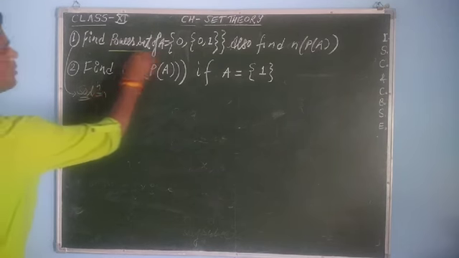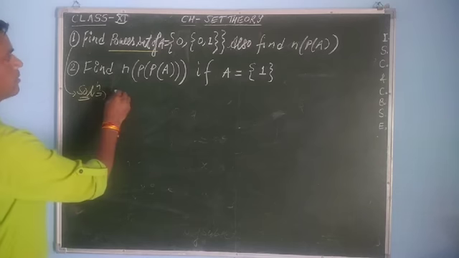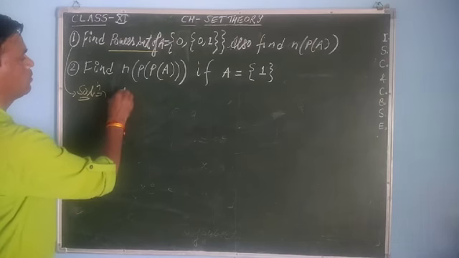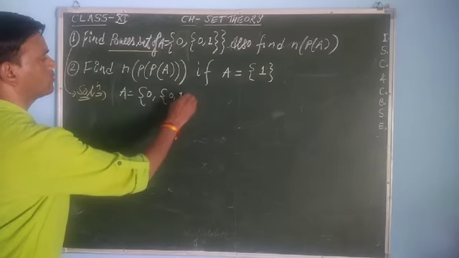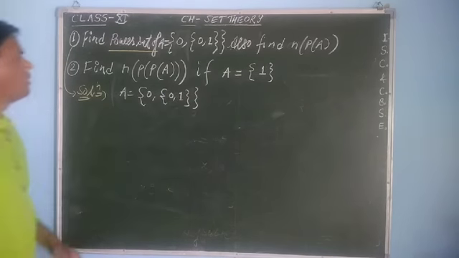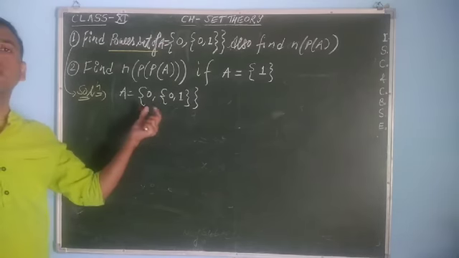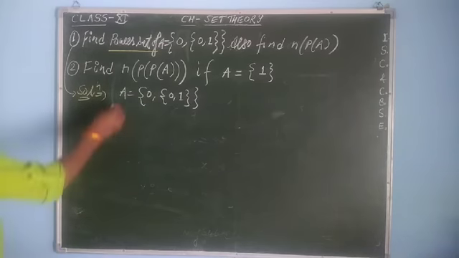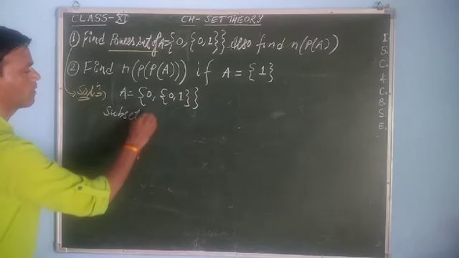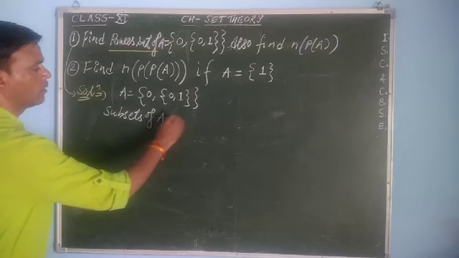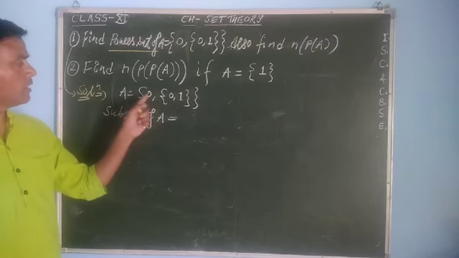Students, we have to find out the power set of A that is given. Here A is equal to {0, {0, 1}}. We better know that the power set of any given set is the collection of all subsets of A. So first of all we have to find out the subsets of A. Those will be equal to 2 to the power number of elements of this.